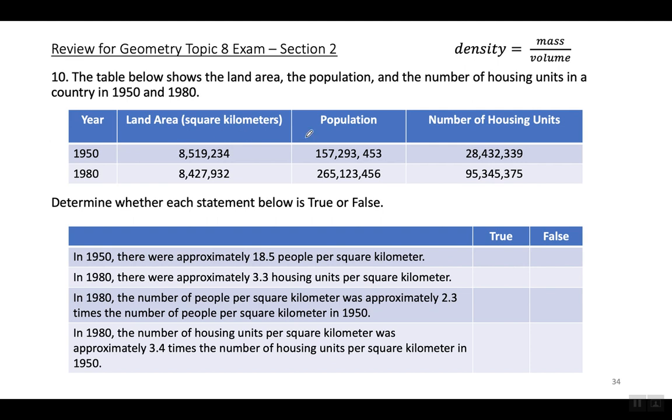Let me just work them out before I even look at the answers. It'll help me explain everything. So first, let's check the population density in this land area in 1950. I do that by dividing the population, 157 million, by the 8.5 million square kilometers here. Let me divide that real quick. I put those crazy numbers because that's how it is on the test. You have some really long numbers.